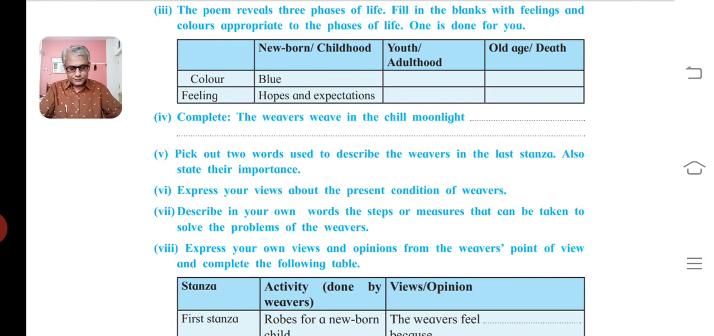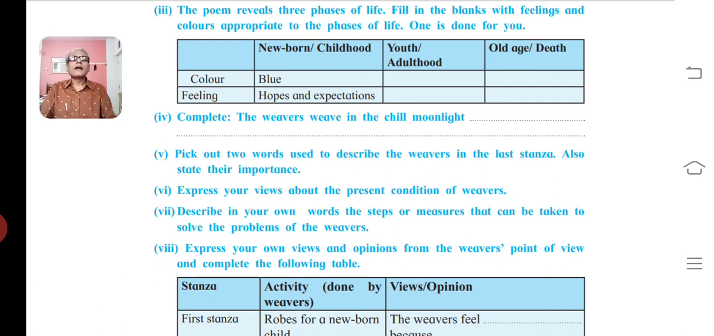Youth or adulthood, color purple and green like feathers of a peacock, feelings: responsibilities, energy, then romance, etc. Then old age or death, color white as a feather and a cloud, feeling frailness, means delicate, emptiness, peace, wisdom.